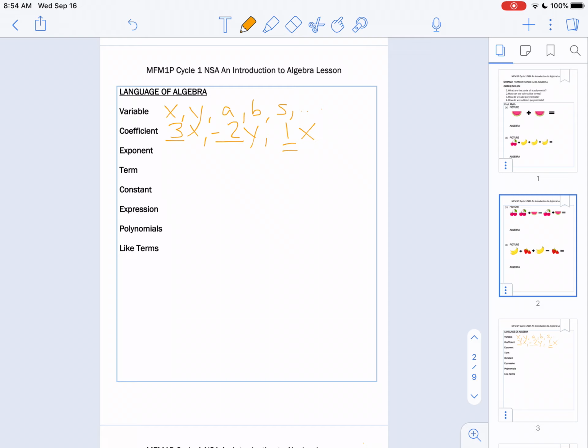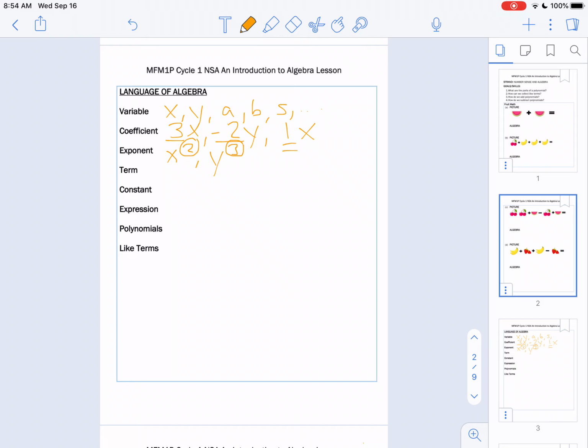An exponent is a value to which a number or variable has been raised. So x squared, y cubed are both called powers, and the 2 and the 3 are called the exponents.